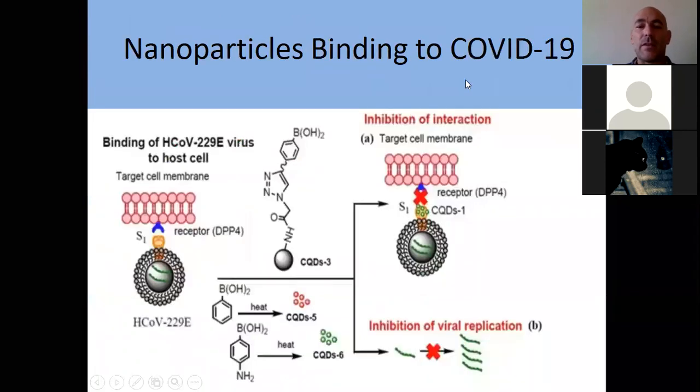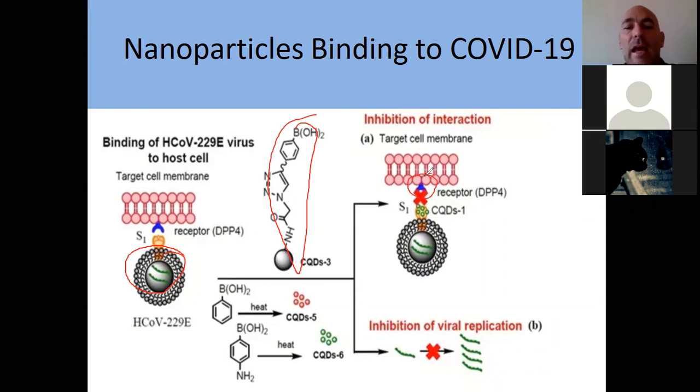Now, there is another approach, which is quite similar, actually. Instead of using this protein nanoparticle, they use this carbon quantum dot. And this carbon quantum dot modified with this functional group here can bind to the surface of the virus and again can block the entry of the virus inside the cell, okay? So same concept, but different kind of nanoparticle.